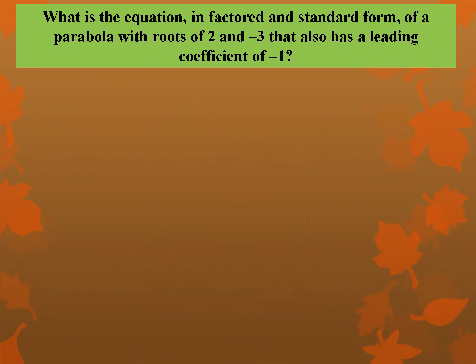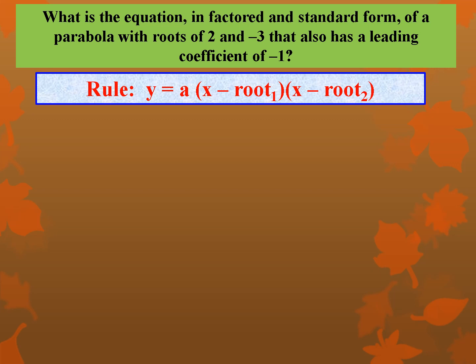Let's look at our first example. It says, what is the equation in factored and standard form of a parabola with roots of 2 and -3 that also has a leading coefficient of -1? Okay, so anytime they give me roots and a leading coefficient, I'm going to use this rule. Y equals A times x minus root 1 times x minus root 2.